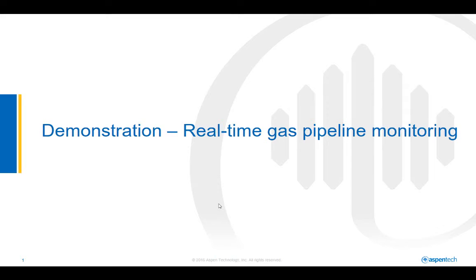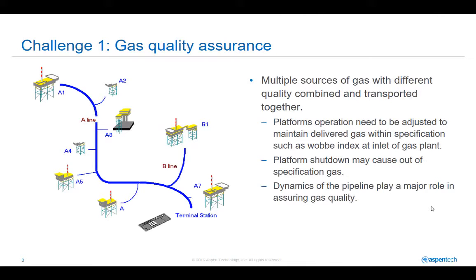In this demonstration, we will go through a gas pipeline monitoring example for the exploration and production industry. The demonstration process contains 4 gas offshore platforms and gas producing facilities onshore. The produced gas with different flow and qualities from the platforms are combined and transported to the gas plant via a 138 kilometers long pipeline under the seabed.